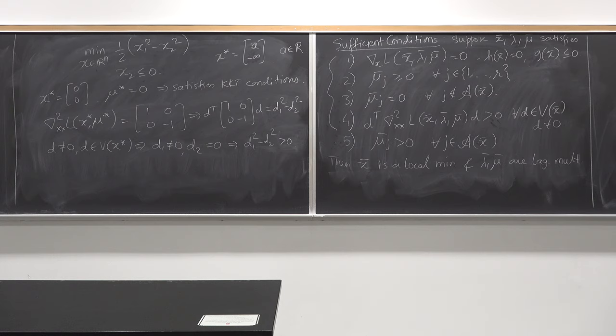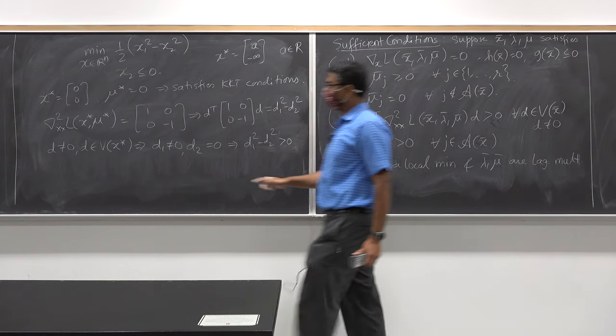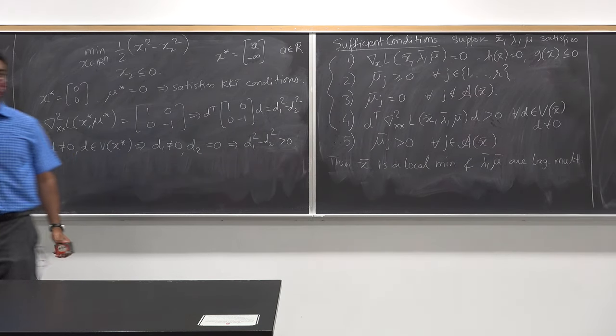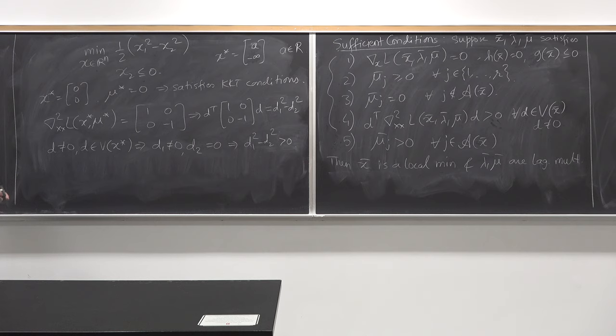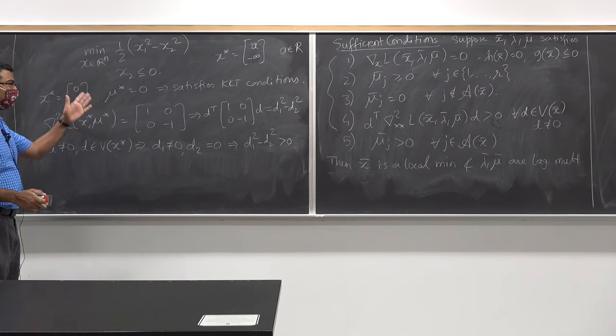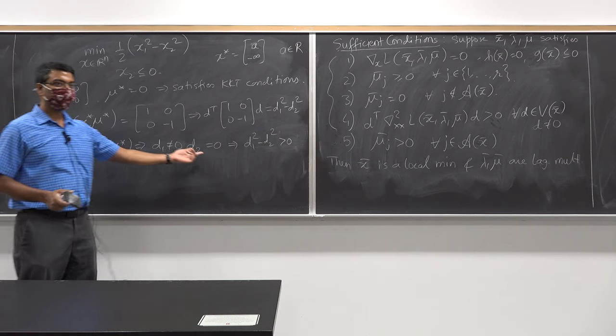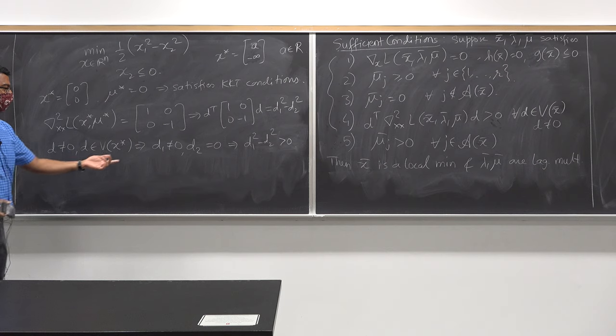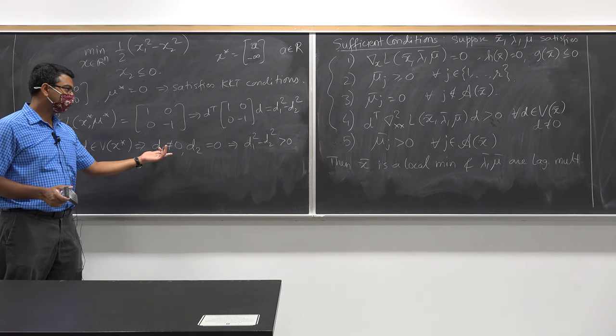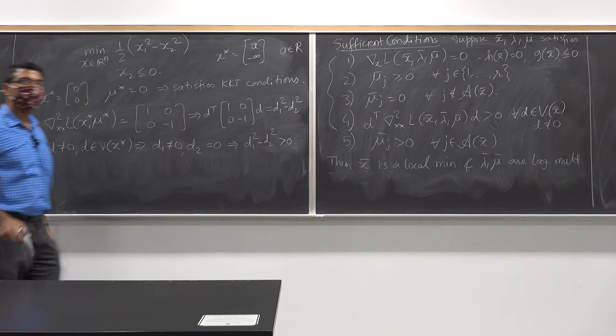Any other question? D is not equal to 0. Does that mean that D1 and D2 should not be equal to 0? Not really, because a vector is non-zero if any element is non-zero. In this case, D2 has to be equal to 0. That's part of V of X star. So the only element is D1, which can be non-zero.